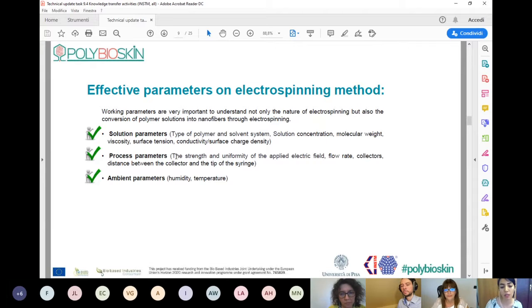For process parameters, we have to optimize the output voltage, flow rate, and the distance between the collector and the tip of the needle. And there are other parameters, like ambient parameters such as humidity and temperature, that are very important. To be able to produce fibers with desirable properties, we have to optimize all of these parameters by machine learning or something like this to be able to produce the desirable fiber.